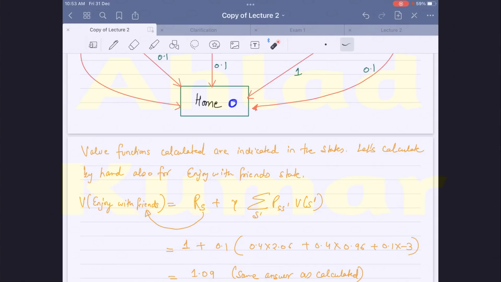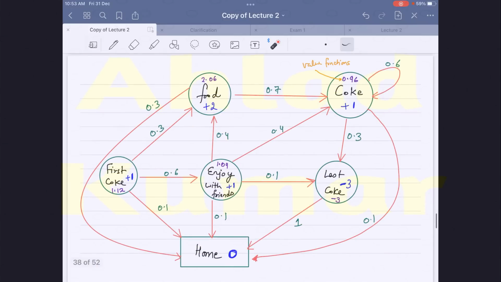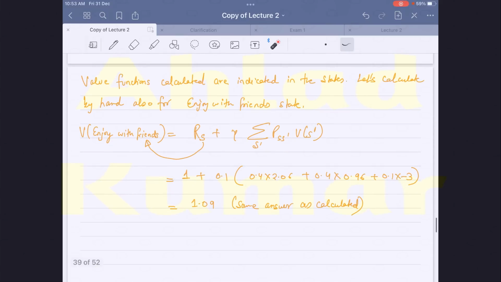Then what we are doing is multiplying the state transition probabilities with the futuristic value state functions which are connected to this particular state. So if you see here, we have 0.4 times 0.96, 0.4 times 2.06, and then 0.1 times -3. Basically, we are adding up all the state transition probabilities with the value states of the states which are connected to this enjoy friend.